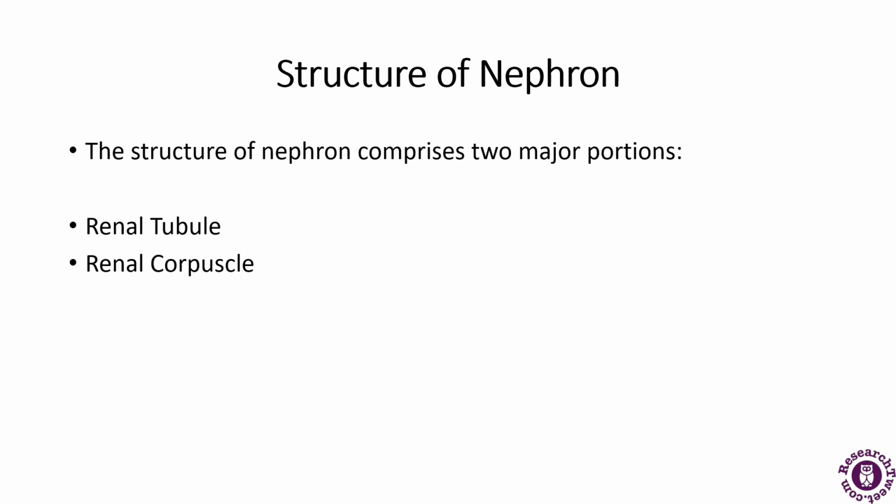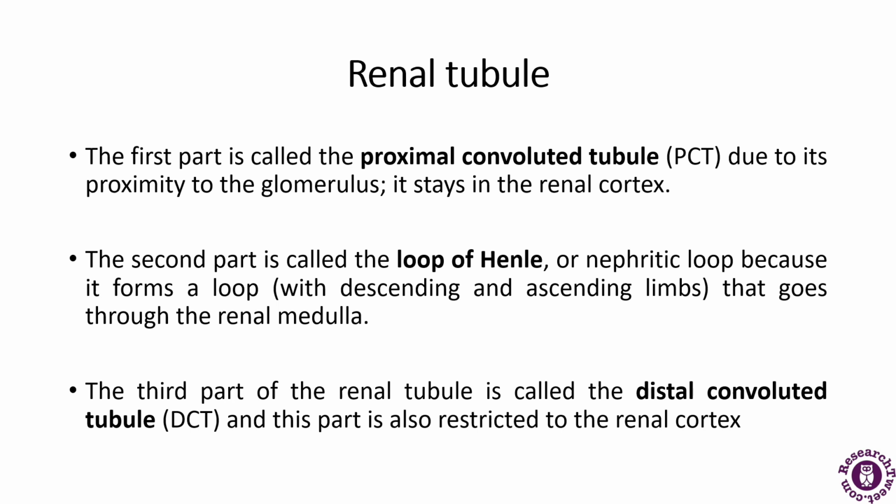So first we will be discussing how the structure of the nephron has been divided into two parts. And what are the two parts here? It is the renal tubule and the renal corpuscle. So we will be discussing the renal tubule here. The renal tubule is a long convoluted structure that emerges from the glomerulus, and it can be divided into three parts which are based on the function.